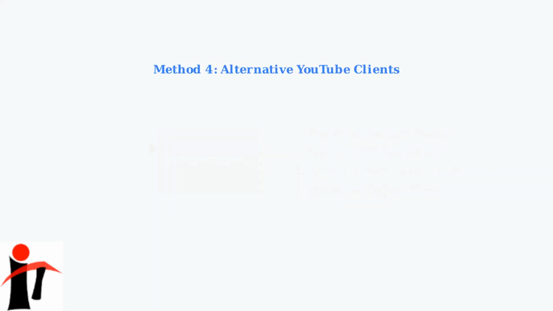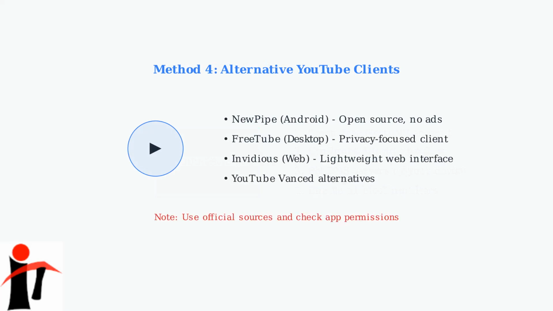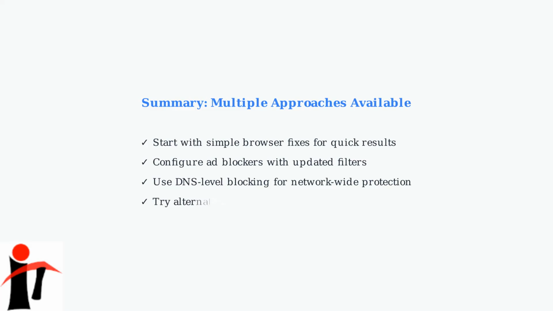Finally, you can use alternative YouTube clients that bypass the platform's restrictions entirely. NewPipe for Android is open source and completely ad-free. FreeTube provides a privacy-focused desktop experience, while Invidious offers a lightweight web interface. These alternatives access YouTube's content without triggering ad blocker detection, though you should always download from official sources and check app permissions for security. These 4 methods provide a comprehensive toolkit for bypassing YouTube's ad blocker restrictions.